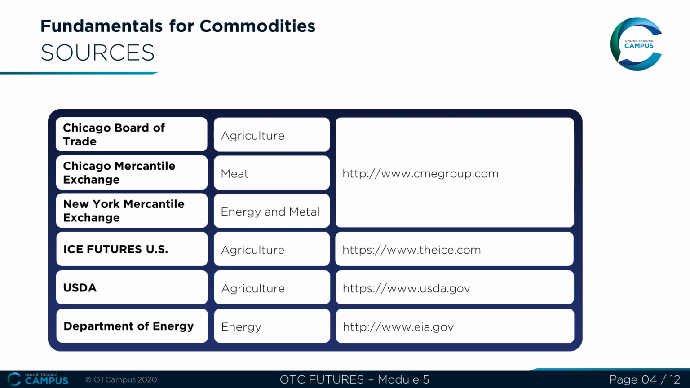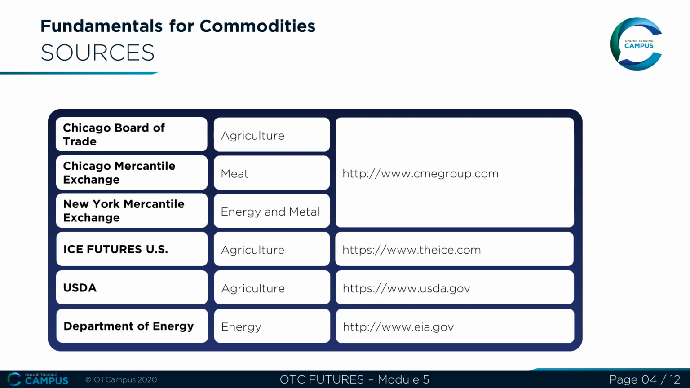First of all, we want to understand there are some resources out there available to us, and we are going to go to these resources to identify what these reports are going to tell us about supply and demand. The first one would be the Chicago Board of Trade, and they really specialize in agricultural type commodities and what's referred to as softs. Chicago Mercantile Exchange specializes in meats. New York Mercantile Exchange, energies and metals. ICE, Intercontinental Exchange Futures in the US, they focus on agriculture and softs.